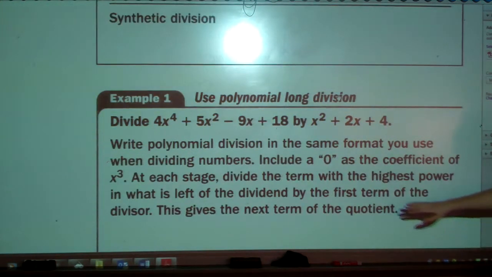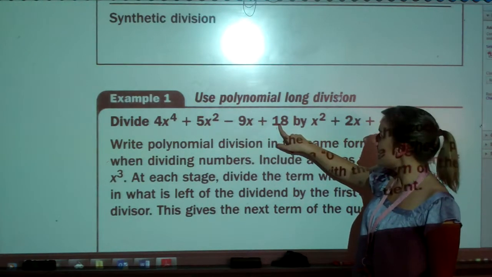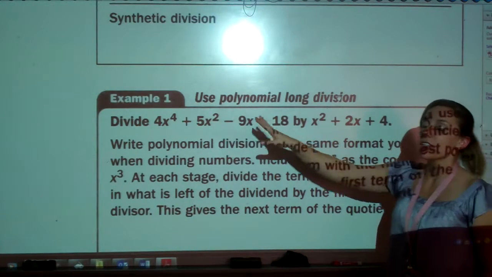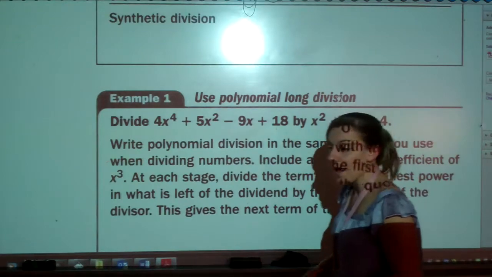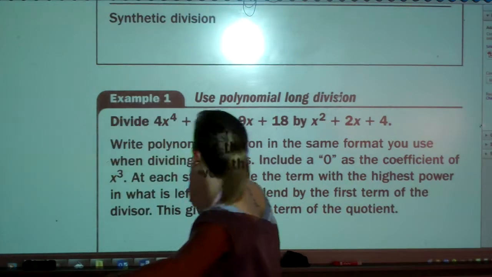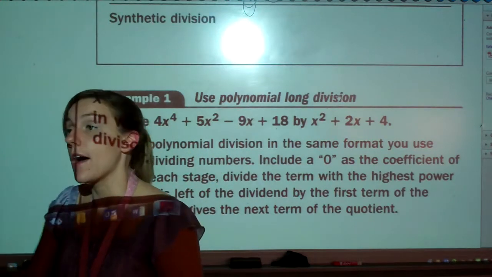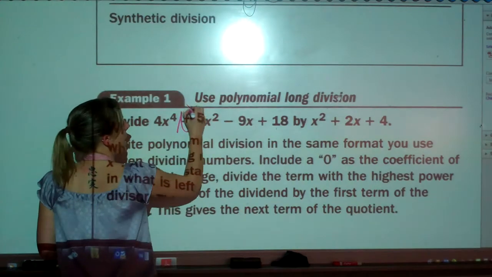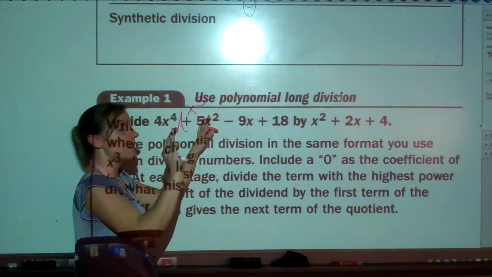Here's the problem. 4x to the fourth plus 5x squared minus 9x plus 18 by x squared plus 2x minus 4. So what we're going to do is set that up like a long division problem. The only thing I want to point out is that it jumps from x to the fourth to x squared. So in the polynomials, we actually have to add an x to the third term. You've got to have a place value for every term.